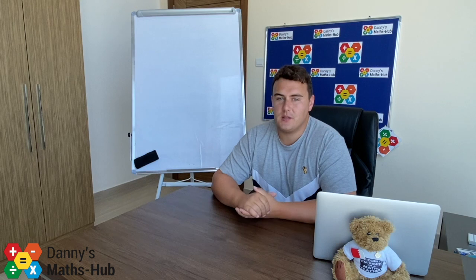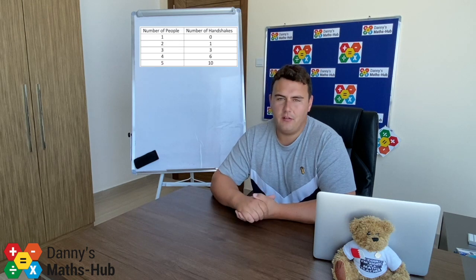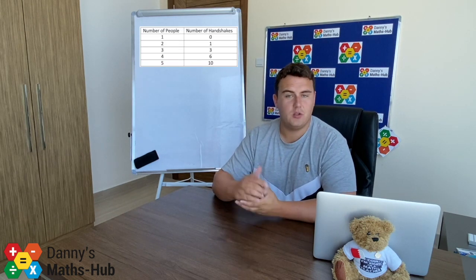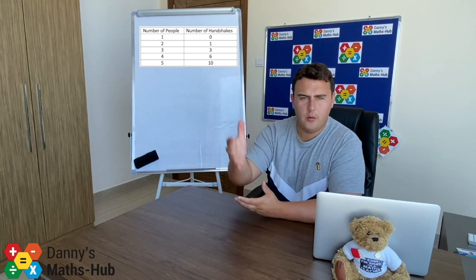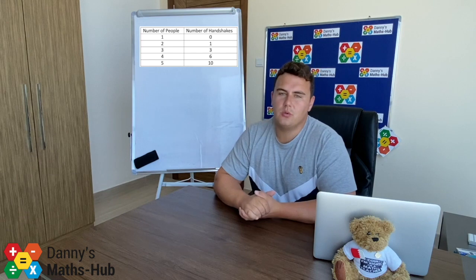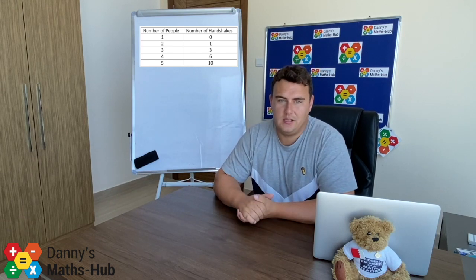So let's look at the answer then. The first thing you should have done is complete the table. And we've worked out in the last video that if there's only me in the meeting, there'll be 0 handshakes. If there's me and one other person, there'd be 1 handshake. Me and 2 other people, I would have shook both their hands, so there's 2 handshakes, and then those 2 would also have shook hands, so there's 3 handshakes.